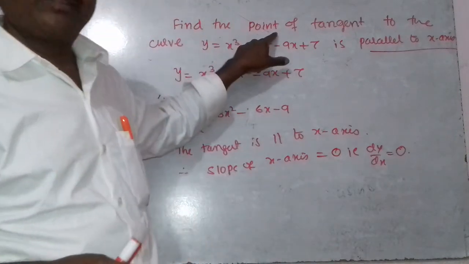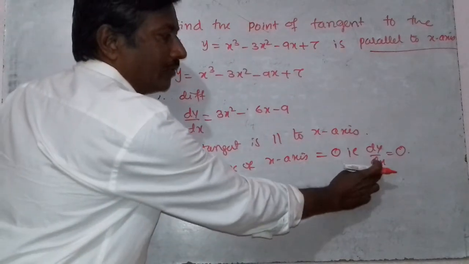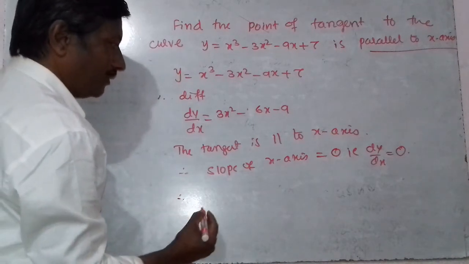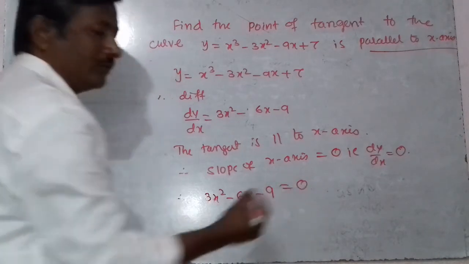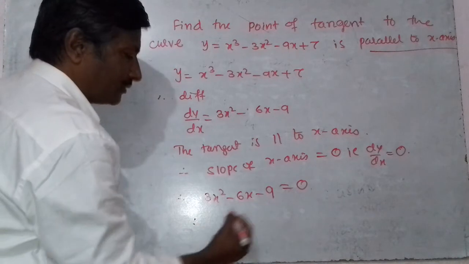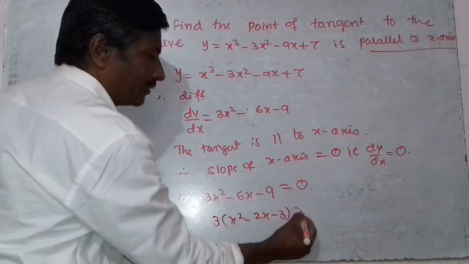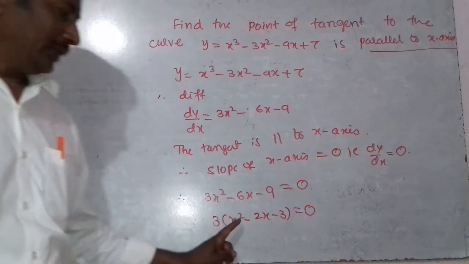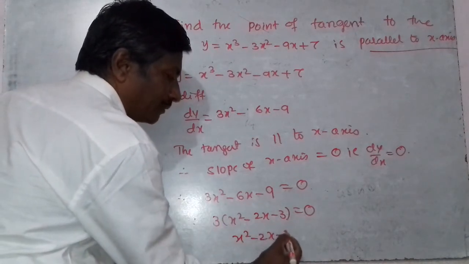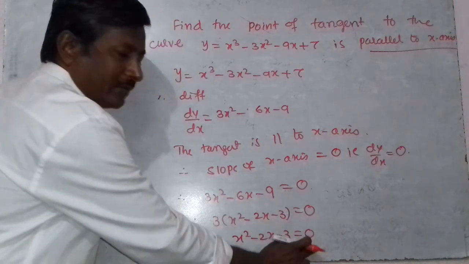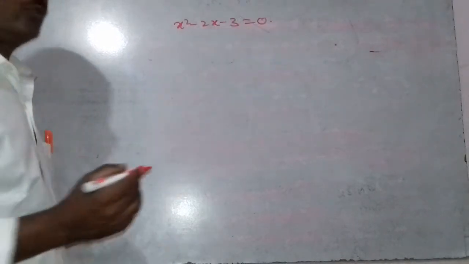So here, to find the point, dy by dx equal to 0. Therefore 3x square minus 6x minus 9 is equal to 0. Therefore 3 is common here: x square minus 2x minus 3 equal to 0. Dividing by 3, x square minus 2x minus 3 equals 0.